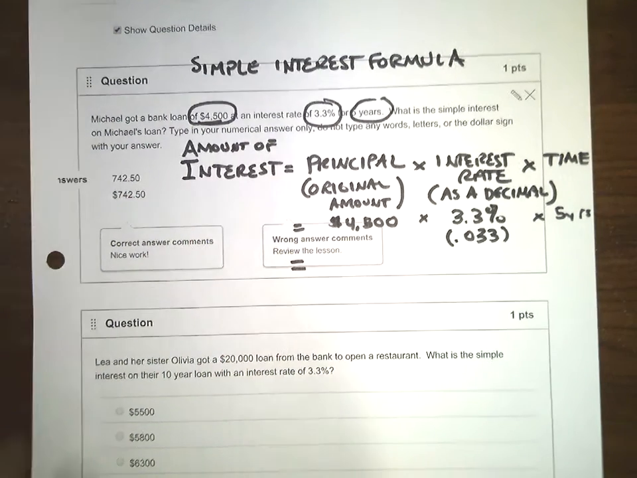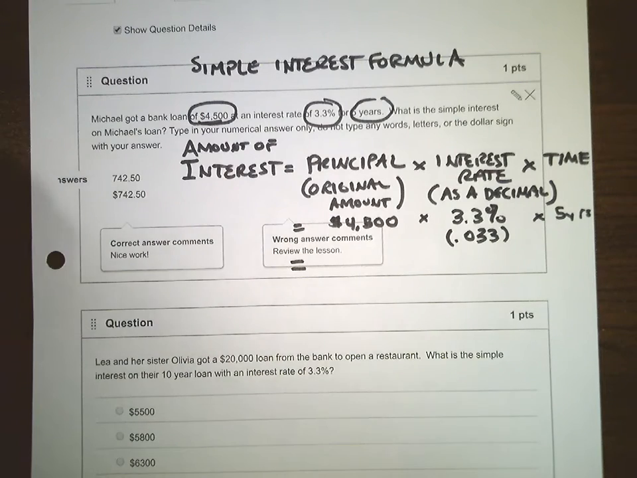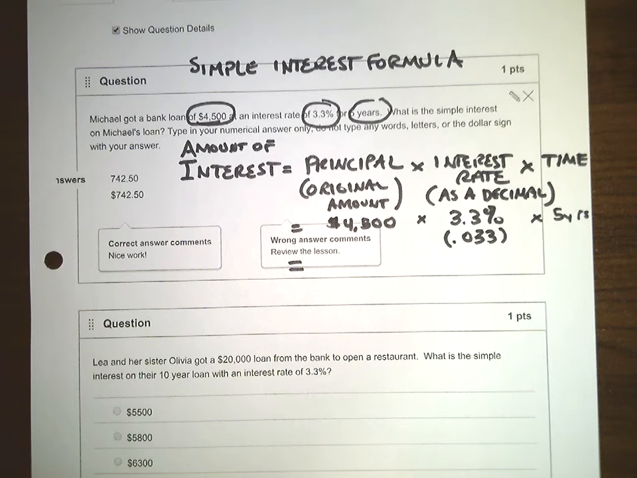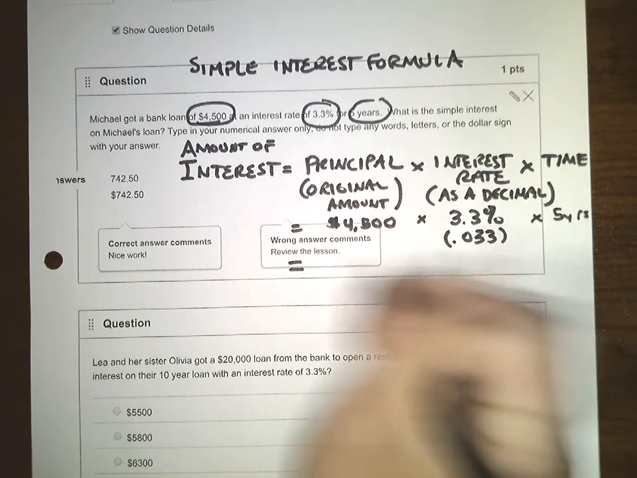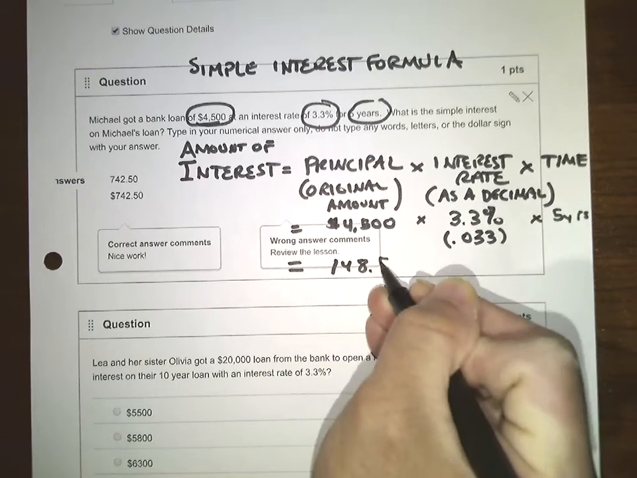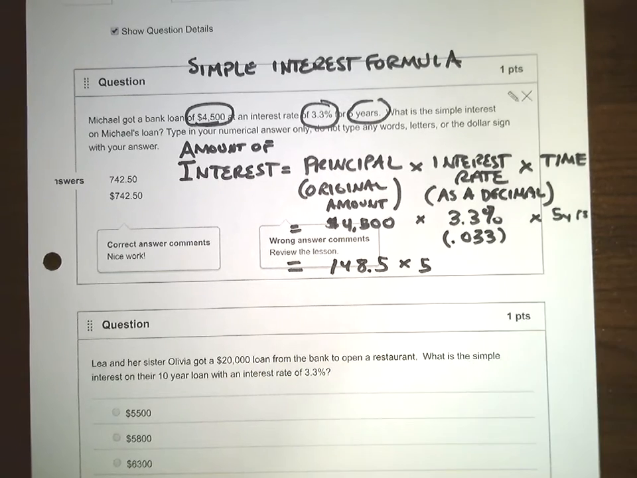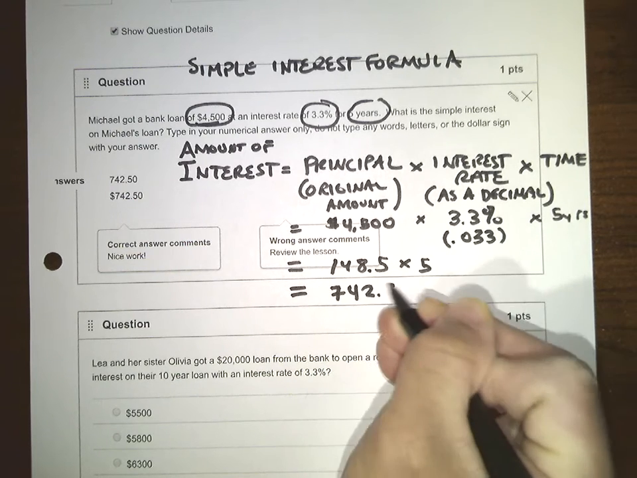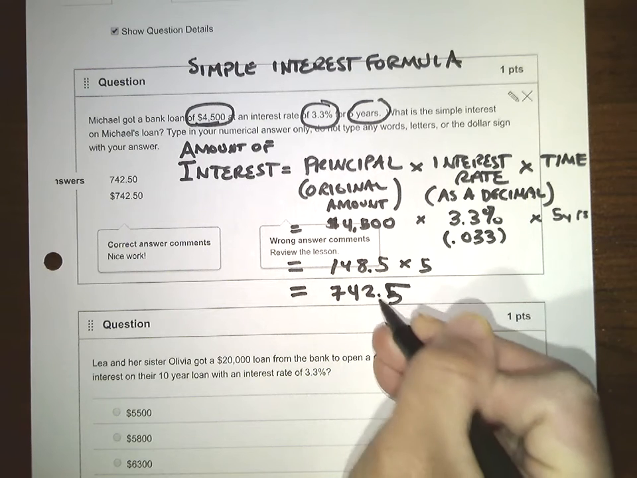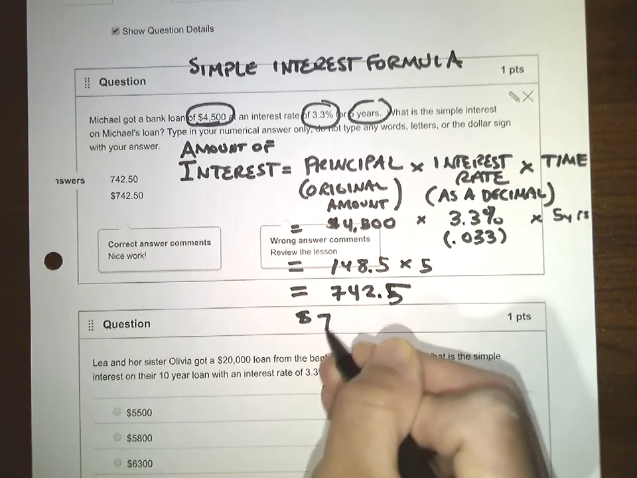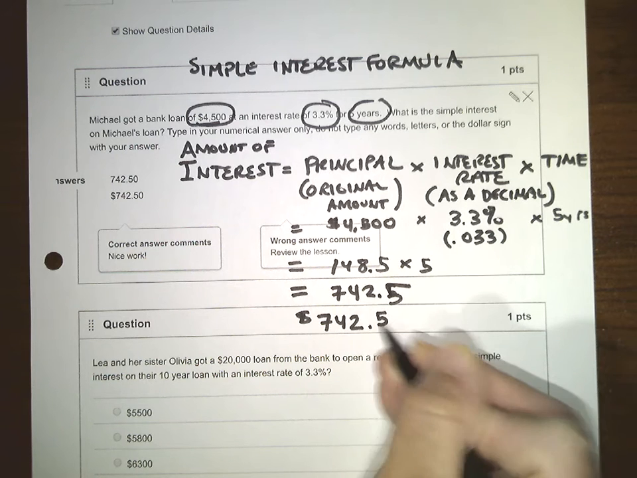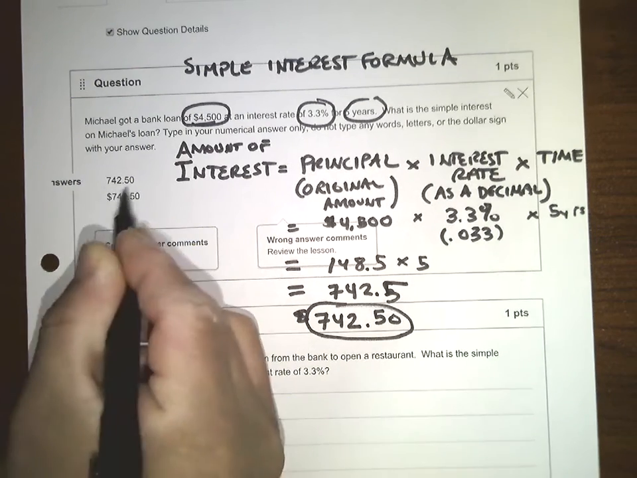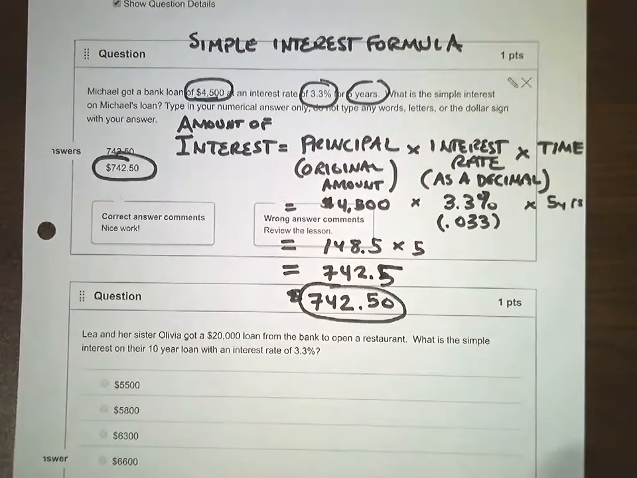So I'll let you try to do this calculation on your own, but if you multiply 4,500 times 0.033, you will get 148.5, and then times 5, that will be 742.5, so that ends up being, in dollars and cents, $742.50. So there you go. That is the answer. So let's try another one here.